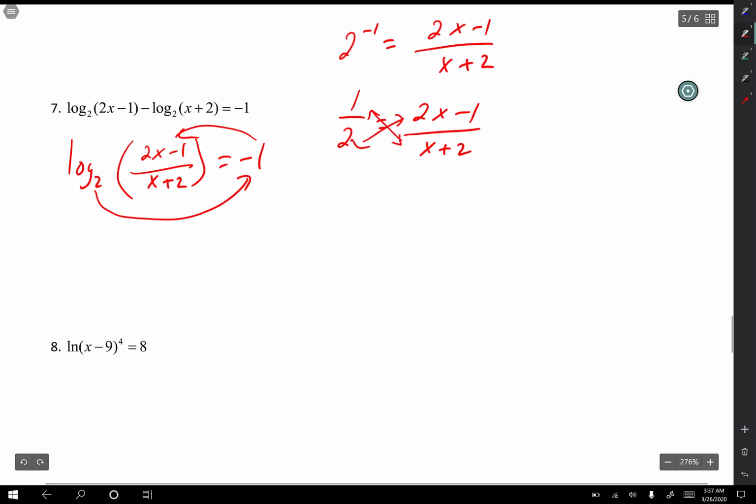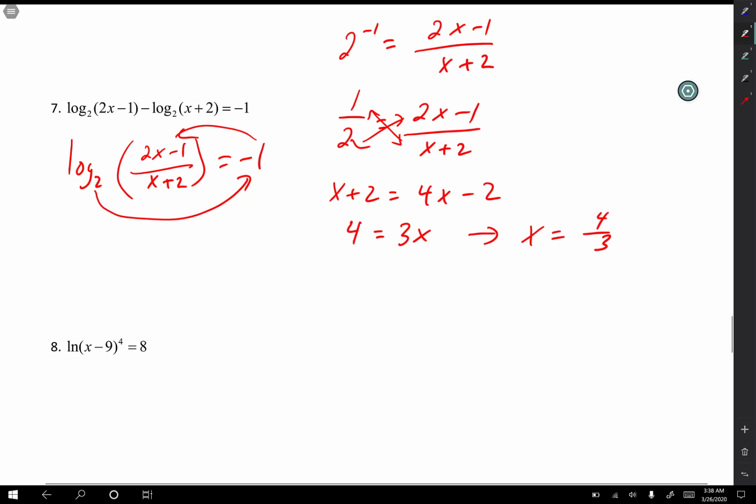See? So I'm going to have the expression x plus 2 equals 2 times 2x, which is going to be 4x. 2 times 1 is going to be minus 2. And now I'm just going to solve for x, guys. I'm just going to move this x to the right and that 2 to the left. So minus x, and then plus 2, plus 2. So I'm going to have 4 equals 3x. And then when I divide by 3, I get x equals 4 over 3. And it looks like it would work because if I plug 4/3 into my expressions, I do get a positive argument. I do get a positive number on the inside.